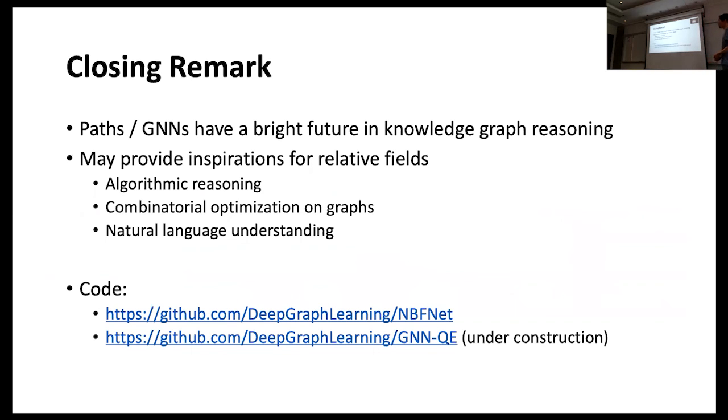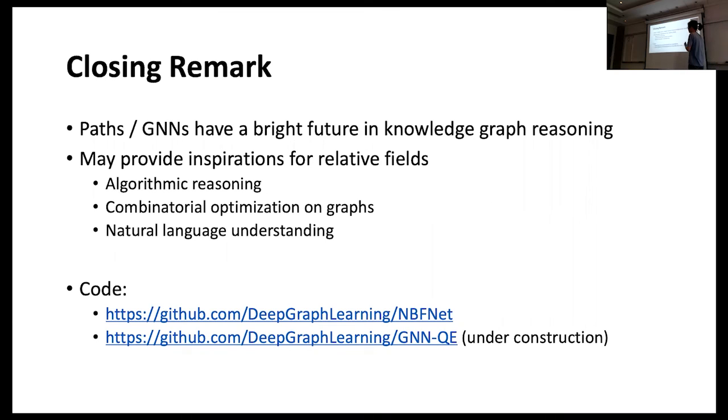So this is all about my presentation today, and personally, I believe path-based GNNs might have a bright future for graph reasoning, especially when the last few years have been saturated by neural embedding methods, and people feel somewhat frustrated with that. It may also provide inspiration for other related fields. I don't know if any of you work on this kind of field, but I guess it might be related to algorithmic reasoning, like trying to use graph neural networks to solve shortest path problems or spanning tree problems.